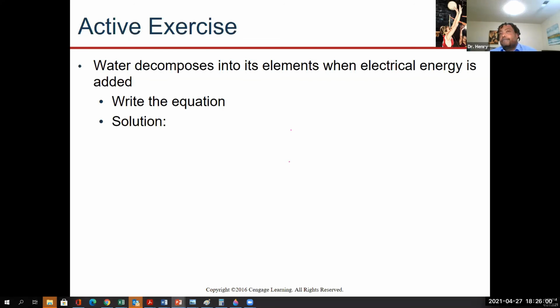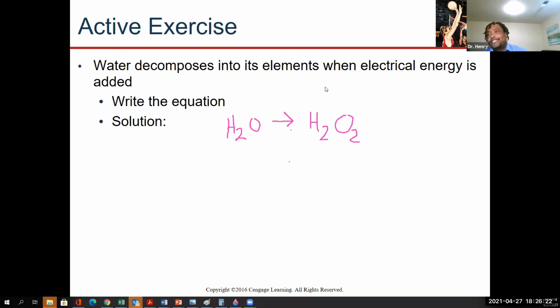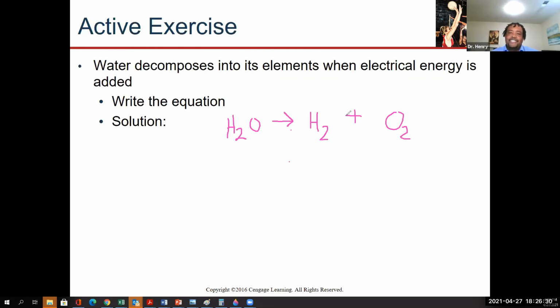Water decomposes into its elements when electric energy is added. Write the equation. So would it be H2O yields H2O2? Is that what you're saying? I mean, H2 plus O2. Okay. Is it balanced? No.